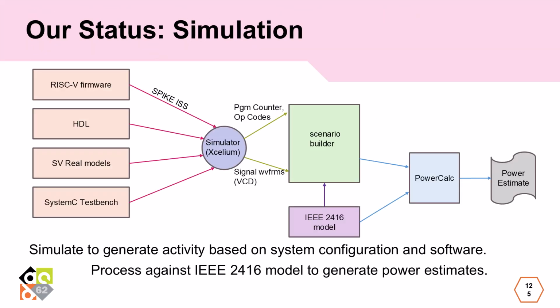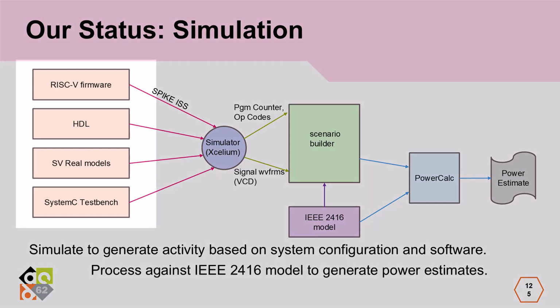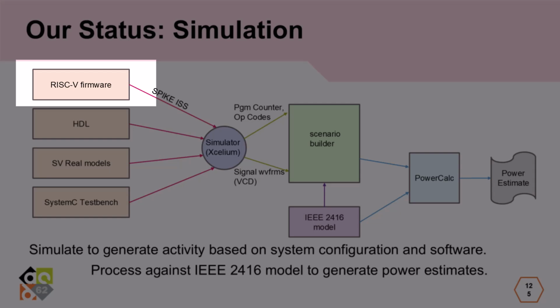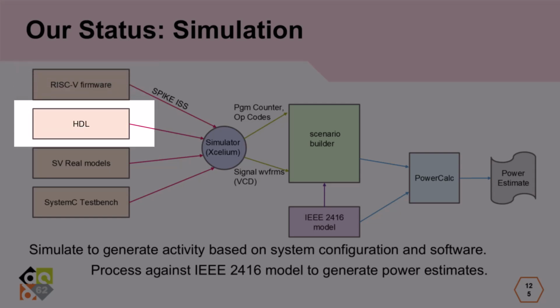Since we have so many levels of abstraction, there's a lot of different inputs to the simulator. We have the RISC-V firmware that has to be compiled for the Spike instruction set simulator that's going to run under SystemC. We've got some plain old Verilog HDL for the AHB as well as the structural netlist.